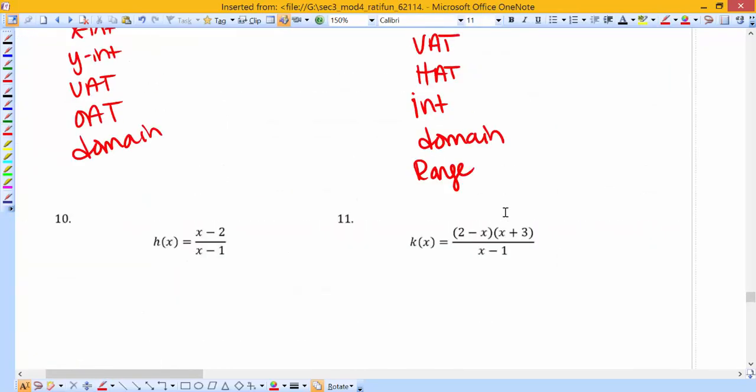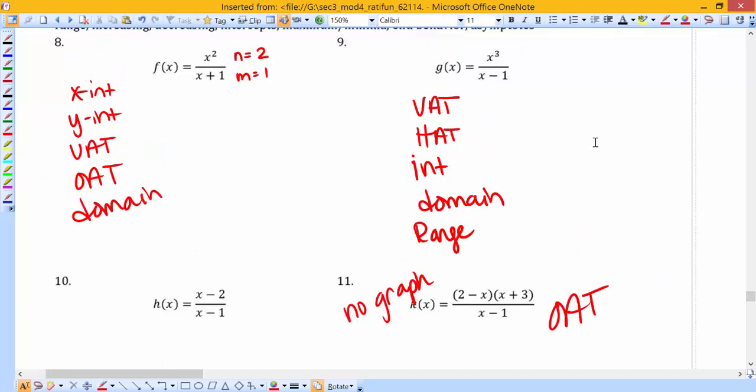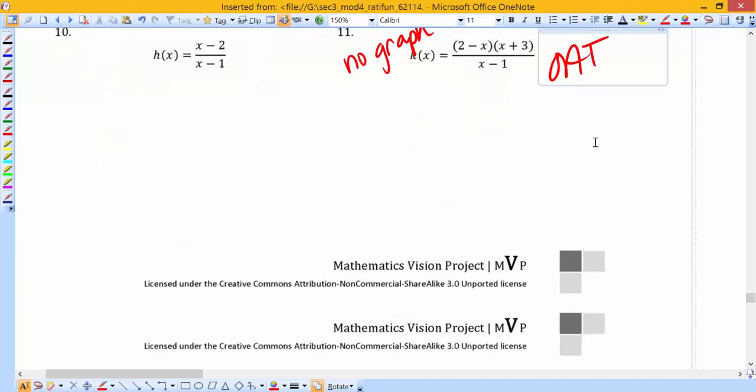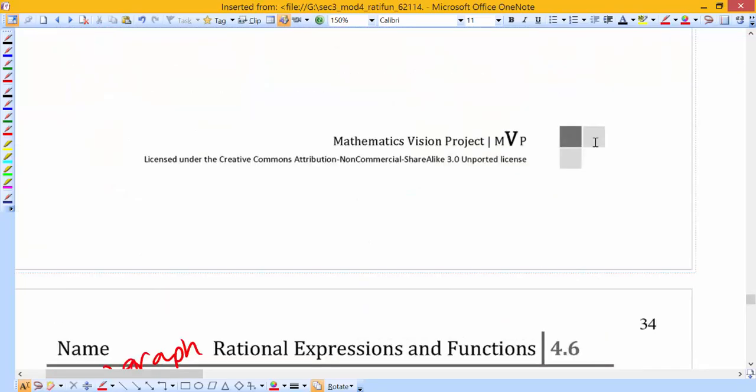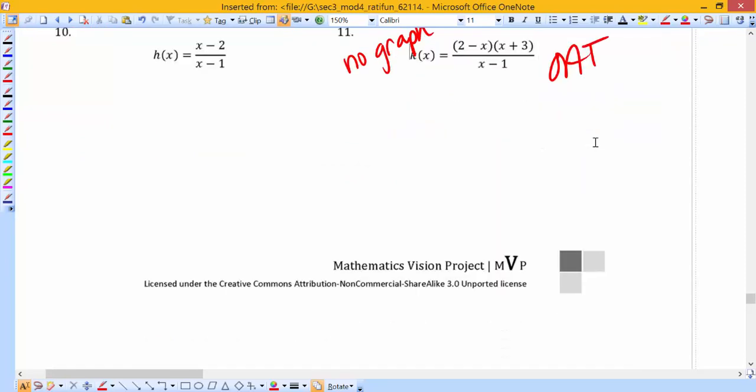In 11, you have another oblique asymptote, so this one you don't need to graph either. Don't worry about that, but you can do an analysis on it. I think I am going to do with you guys number 10. I think that's a good one to do with you.